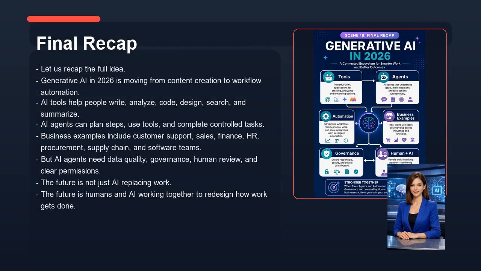Now let's look at the final recap. Let us recap the full idea. Generative AI in 2026 is moving from content creation to workflow automation. AI tools help people write, analyze, code, design, search, and summarize. AI agents can plan steps, use tools, and complete controlled tasks. Business examples include customer support, sales, finance, HR, procurement, supply chain, and software teams. But AI agents need data quality, governance, human review, and clear permissions. The future is not just AI replacing work. The future is humans and AI working together to redesign how work gets done.